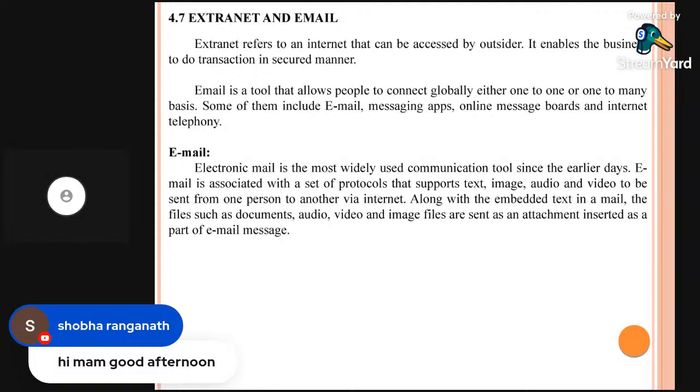Email is a tool that allows people to connect globally, either one to one or one to many. These include email, messaging apps, online message boards, and internet telephony. Electronic mail is the most widely used communication tool these days. It is associated with a set of protocols and supports text, images, audio, video, and files to be sent through the internet, along with the embedded text in the mail.